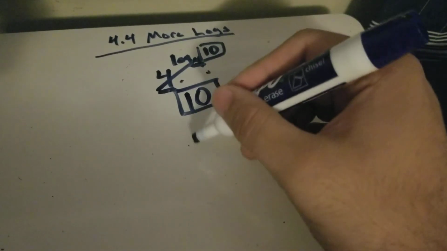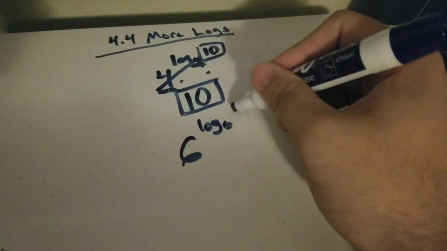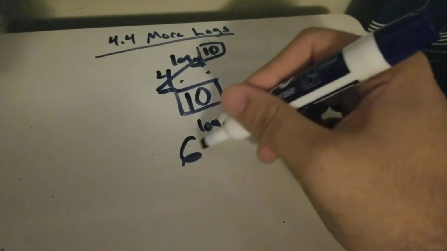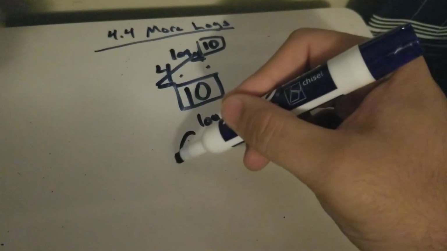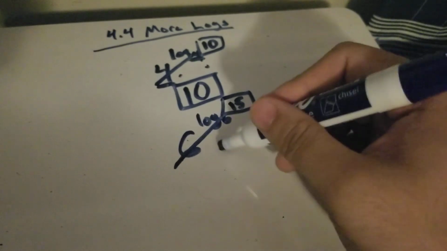Let's try another one. 6 to the log base 6 of 15. Well, wait a second. These are the same base. So once again, I could cross them out. All that's left is 15.